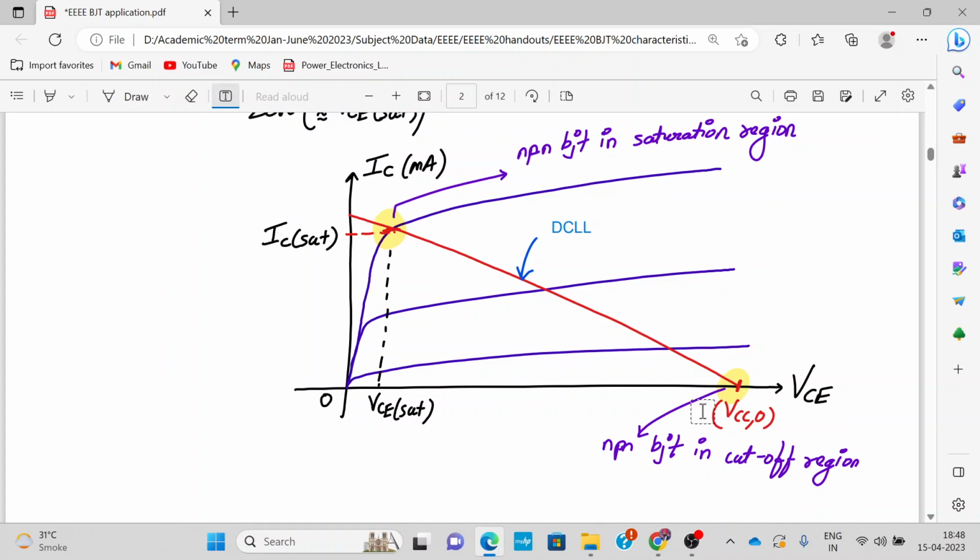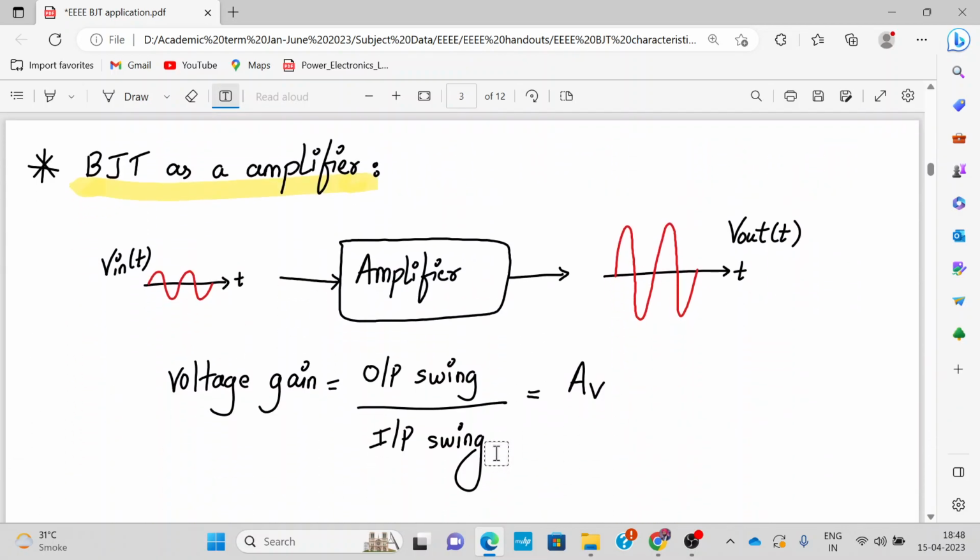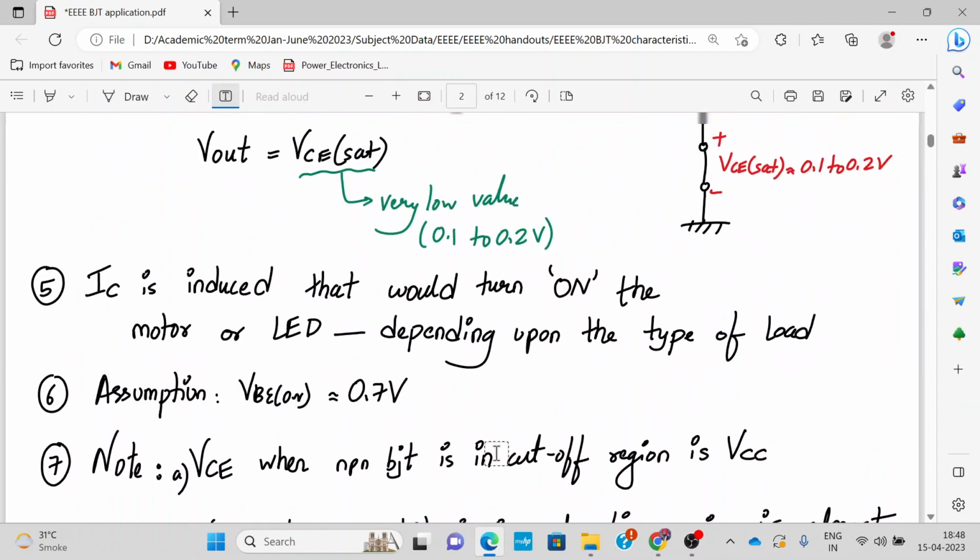So here the NPN BJT is operating in the cutoff region where the VCE value is almost equal to VCC, but the current is 0. Here the VCE value is almost equal to 0, but the current is maximum. Okay, so the BJT is acting as a switch when it is operating in the saturation and cutoff regions, for the switch to be on and off. Alright, so this is how the BJT will act as a switch.